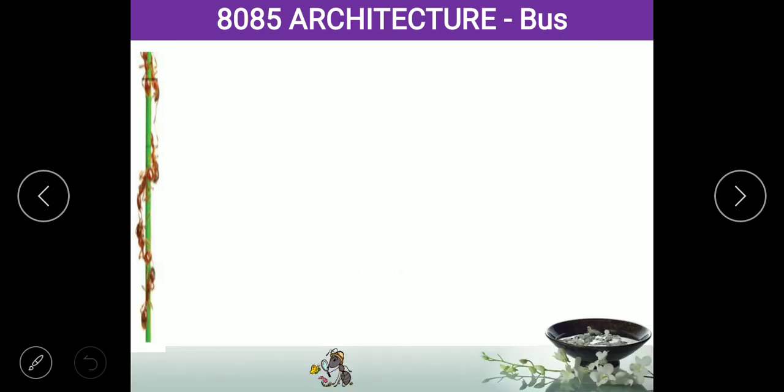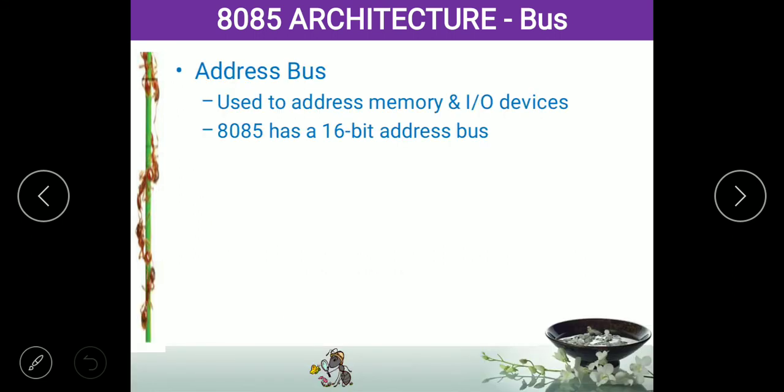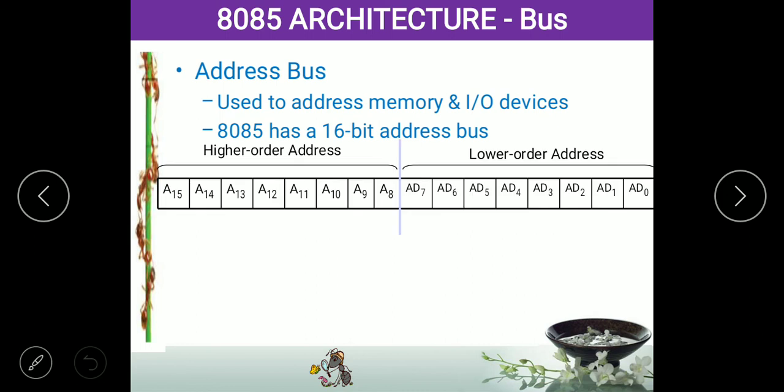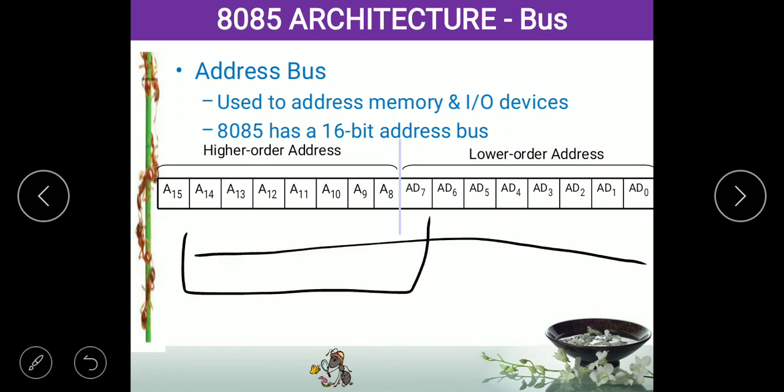The next thing is the data bus. First, this is the architecture of the address bus. There is a 16-bit address bus. The first 8 bits are called the higher order address bus, because these pins are allotted only to transfer the address. They will not do any other operation. If there is no address to transfer, these pins are kept quiet. So it is called the higher order address bus.